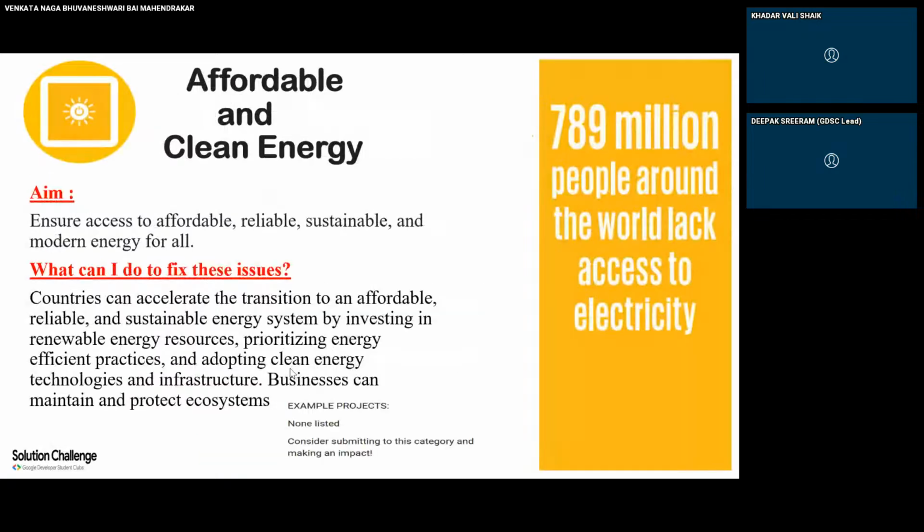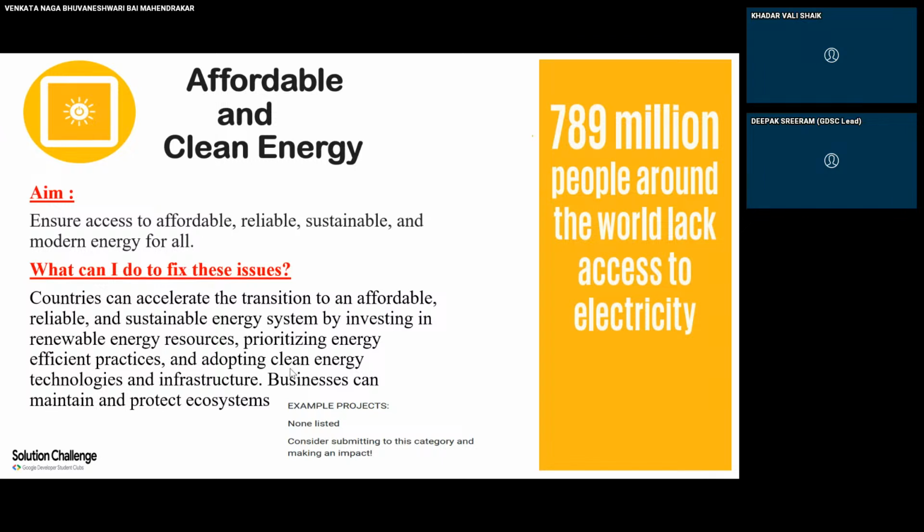The next one is affordable and clean energy. It's like modern energy for all. The main thing is modern energy for all. Countries can accelerate the transition to an affordable, reliable, and sustainable energy system by investing in renewable energy sources, which is renewable, like all the natural resources, and through technology we need to prioritize clean energy, and businesses can maintain and protect ecosystems. So this is totally based on the ecosystem, how can we conserve and how can we protect the energy.